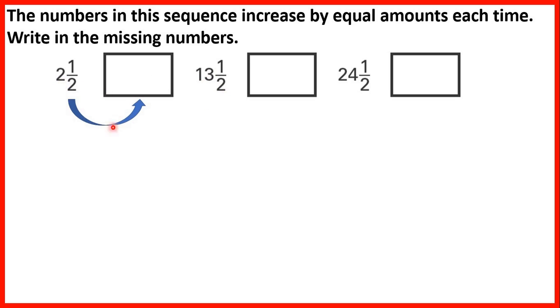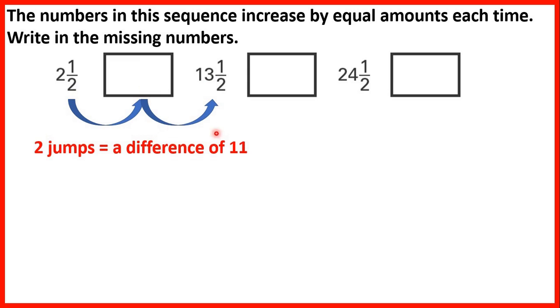So to get from 2.5 to 13.5, we have two jumps, and that's a difference of 11, because 13.5 minus 2.5 is 11. So if we want to find the difference for one jump, we need to find half of 11, or divide 11 by 2. We can write that as the improper fraction 11 over 2. And then if we change that into a mixed number, we keep the denominator the same, and 11 divided by 2 is 5 remainder 1. So the difference with each jump is 5.5.